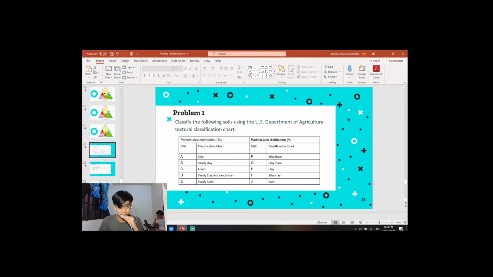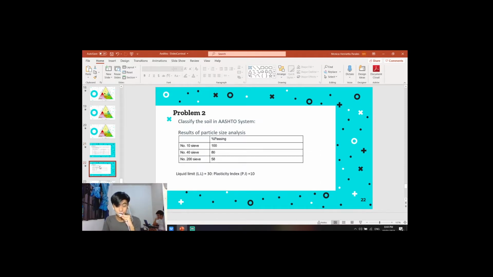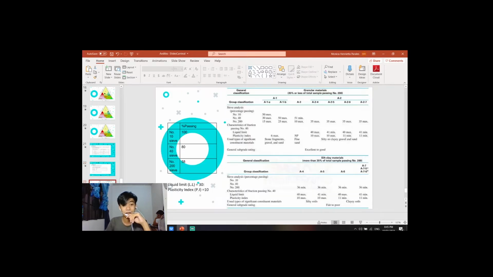So guys, dito na tayo ngayon sa problem number 2 natin. Classify the soil in AASHTO system. Yung result of particle size analysis is given. Number 10 sieve is 100% passing, number 40 sieve is 80% passing, number 200 sieve is 58% passing, and liquid limit natin is 30, at ang binigay na plasticity index is 10. So, saan ba gagamitin yan, guys?